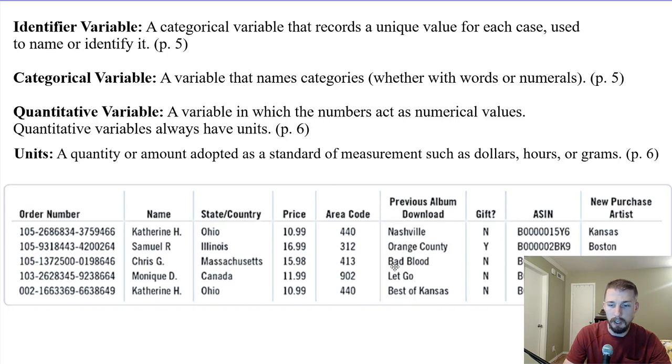Previous album downloaded, this is going to be categorical. So we break those into all of the Nashville albums or Bad Blood albums, etc. Is it a gift? Yes or no? That's categorical as well, just with two bins. The Amazon serial identification number, that's going to be an identifier variable as well. It's just a number associating, so we can help figure out what item is being purchased. And the new purchase artist, that's going to be categorical as well.